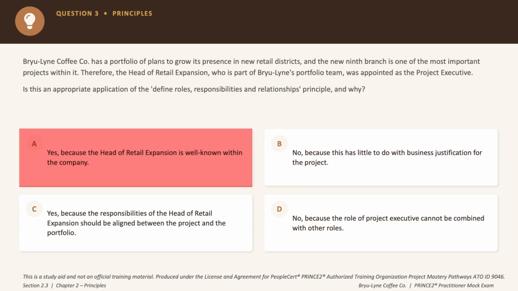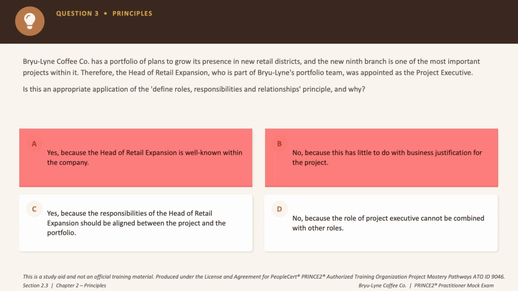Eliminated. Option B says no because this has little to do with business justification. Now that's mixing up principles. This question is about roles and not about a particular justification for the business case, right? So eliminated as well. Option D says no because the project executive's role can't be combined with the other roles. Now that's not quite right either because Prince2 only restricts combining it with the project manager role, okay?